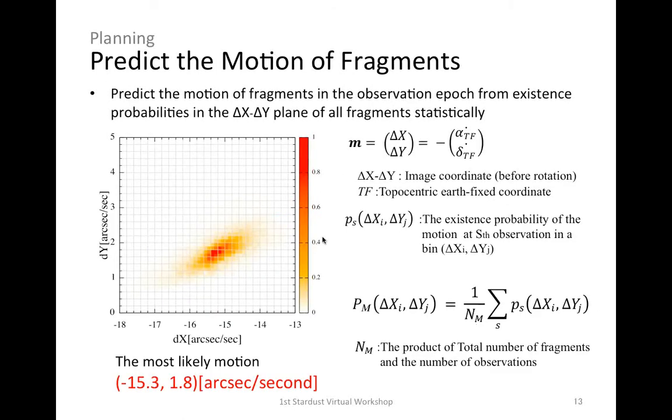After all motion vectors are calculated, the most likely motion can be obtained in the same way as the population prediction. The most likely motion is predicted statistically from the existence probabilities of each bin in the delta x and delta y plane. In this case, the most likely motion of 1968-081E fragments is minus 15.3 and 1.8 arcsec per second.